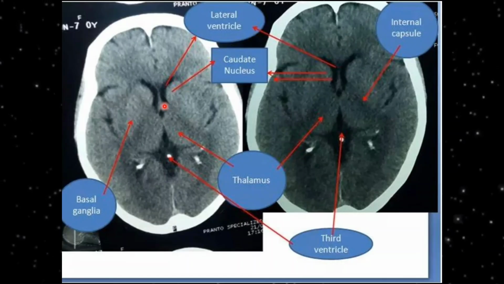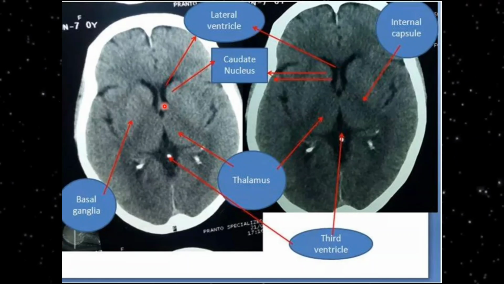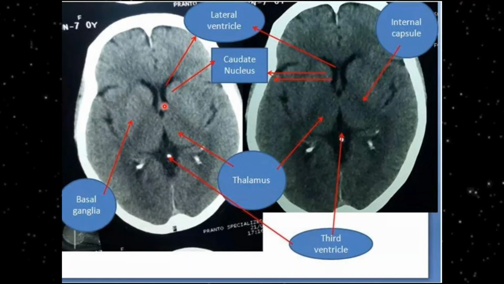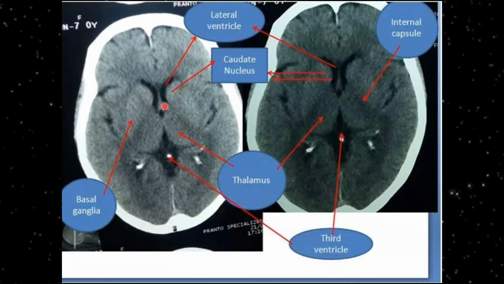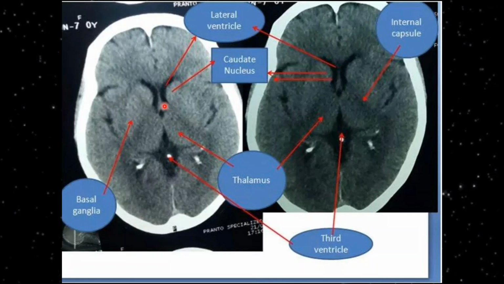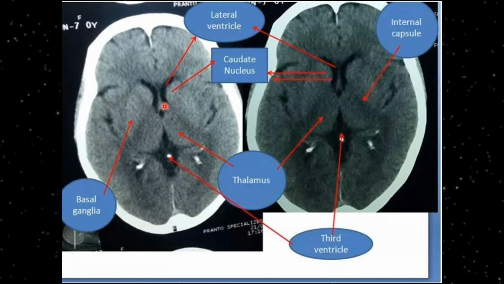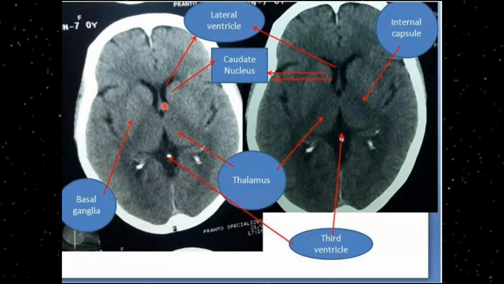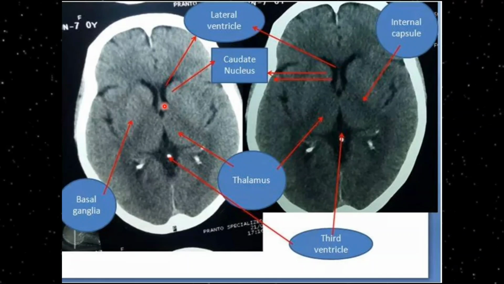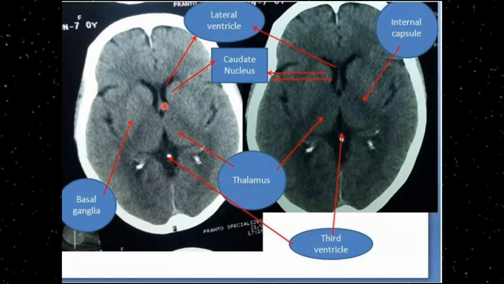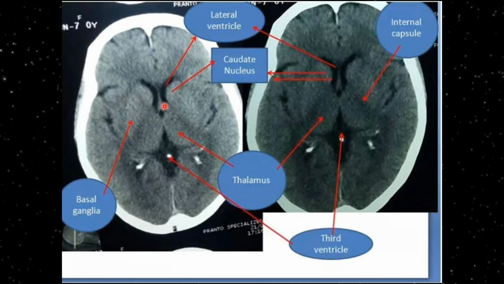Again a slightly higher image, you can appreciate the lateral ventricle, and just beneath that there is a caudate nucleus visible. You can also appreciate the basal ganglia. In the basal ganglia component, internal capsule and the thalamus and the caudate nucleus are quite visible. Third ventricle is visible. The choroid plexus can be seen in the posterior horn of the lateral ventricle, which is usually calcified because of the choroid plexus.